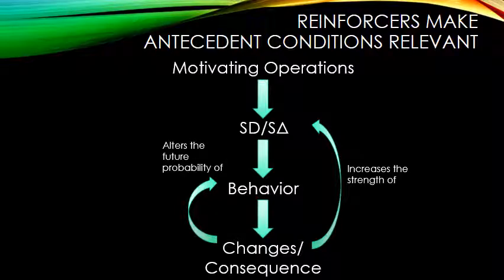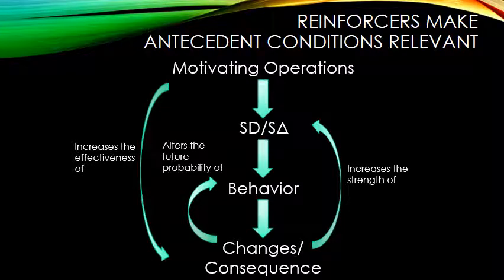In addition, those consequences also increase the strength of the discriminative stimulus, the power it has to evoke the behavior of interest. So again, the more times you are exposed to the discriminative stimulus and it's followed by a consequence contingent on behavior, the more likely in the future when you see that discriminative stimulus you are to engage in the behavior. And then finally, the motivating operation increases the effectiveness of the consequence. So the big thing to remember here, because motivating operations and discriminative stimuli or S deltas can become confusing, is that motivating operations alter the effectiveness of the consequence, whereas discriminative stimuli indicate whether or not a consequence is available.